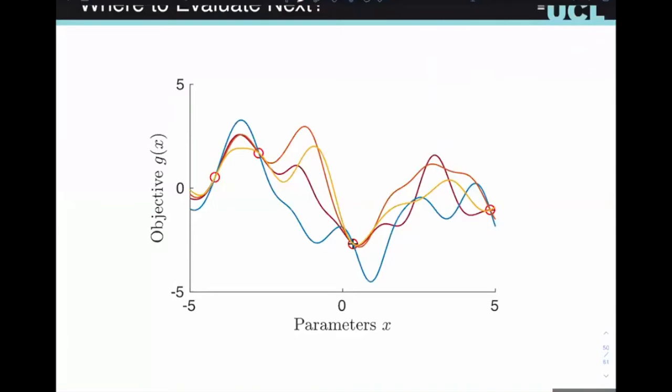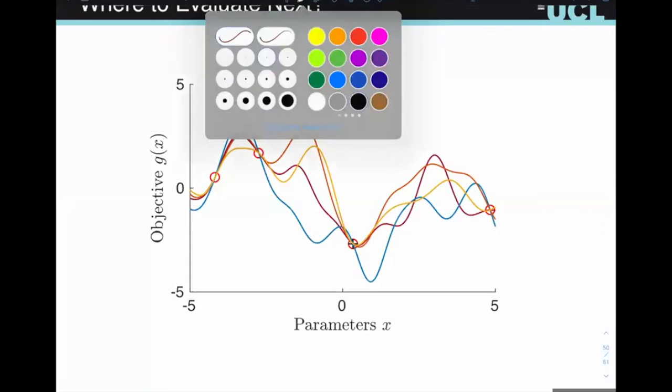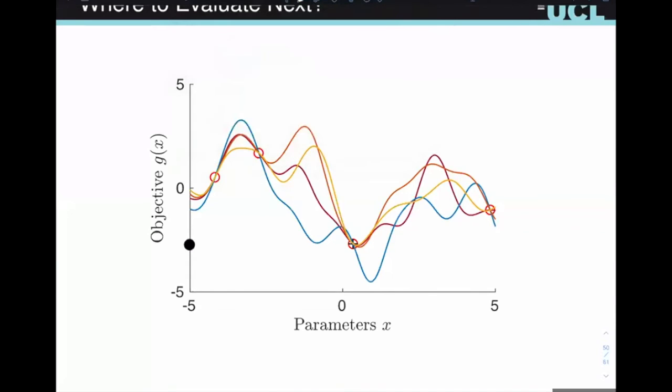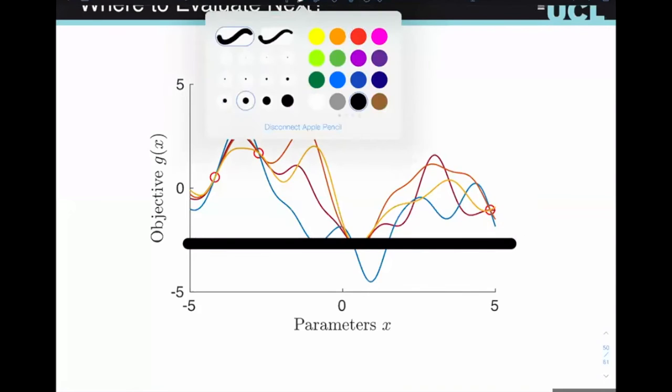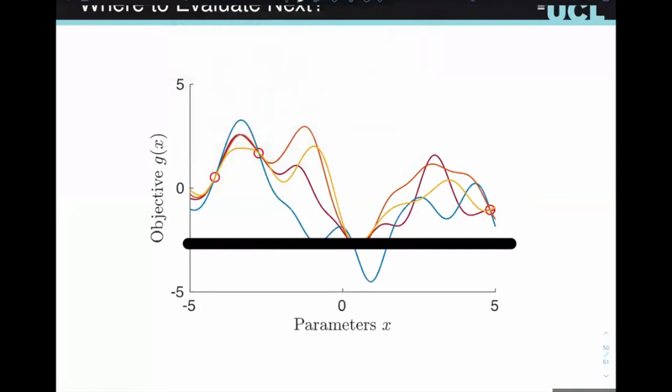So let's have a look at this example here. Now I'm going to draw. This is a threshold we need to cross. This is the best function value we have seen so far. So this is g of x best. That is the line we have to cross.